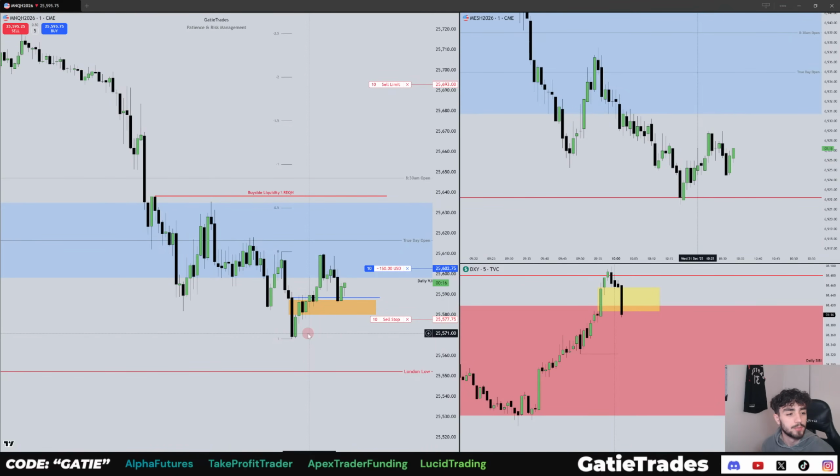How does payout work in Alpha Futures? The drawdown does not change after payout. The drawdown only changes when you make money on the account. That's it. Simple.